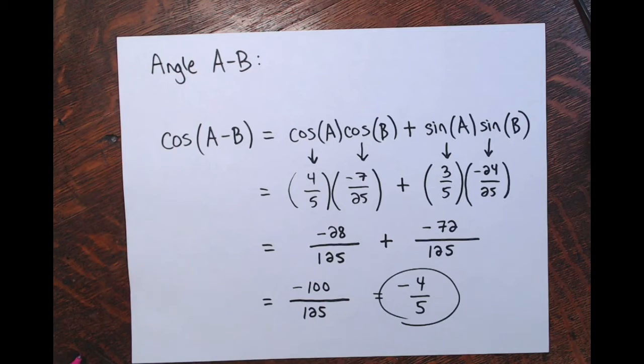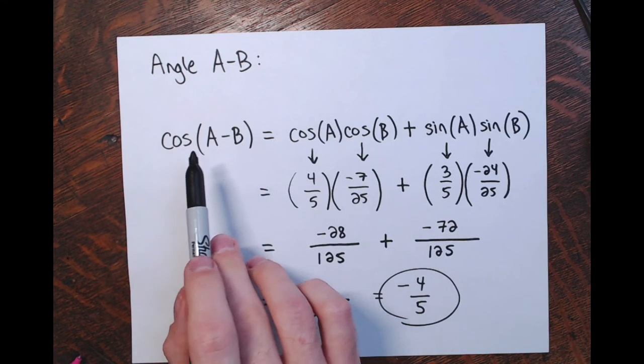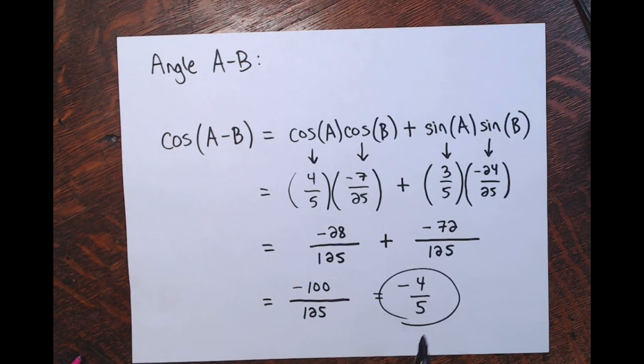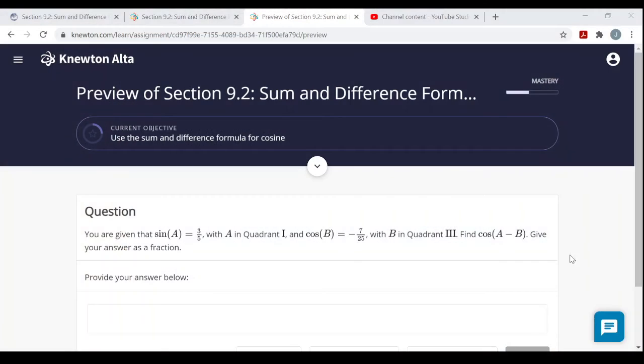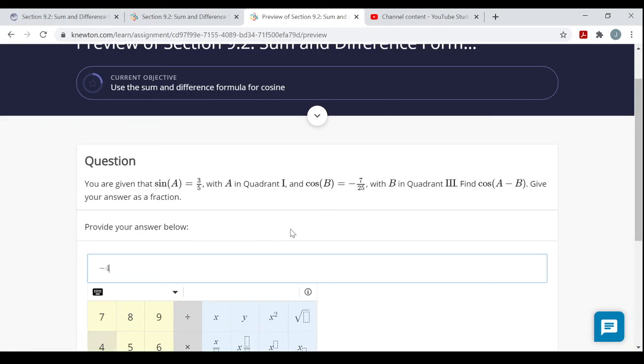All right. So again, I don't know the measure of angle A minus B, but I can tell you that the cosine of this new angle, A minus B, will be negative 4/5, if they gave me all that information about angle A and angle B as they did earlier. All right. So back here, just entering negative 4/5.